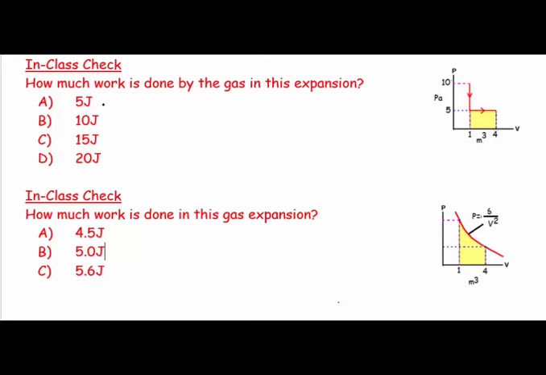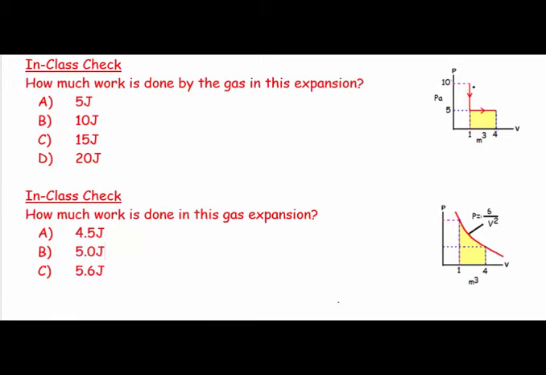Welcome. This is a two-part question. The first says, how much work is done by the gas in this expansion? So if we look at this diagram, we're taking an ideal gas from a pressure of 10 Pascal and a volume of 1 cubic meter, first of all, down to a pressure of 5 Pascal with the same volume of 1 cubic meter.